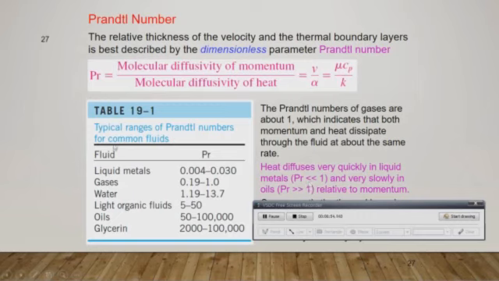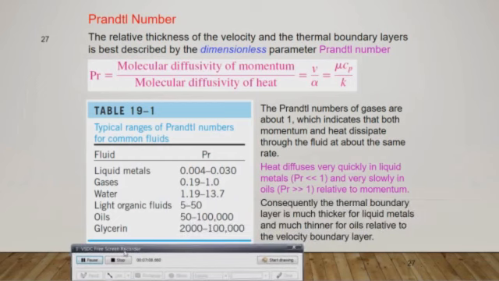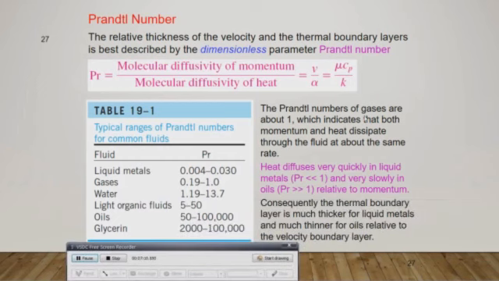Then we can see here different types of fluid, for example from metal to glycerin. Metal has the lowest Prandtl number, and glycerin has a very high Prandtl number, 2000 to 100,000. The Prandtl number for gases is about 1, which indicates that both momentum and heat dissipate through the fluid at about the same rate.